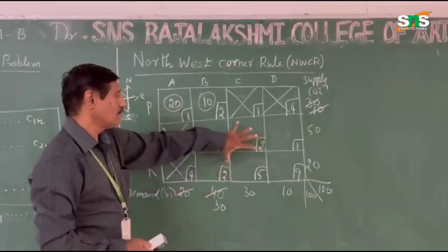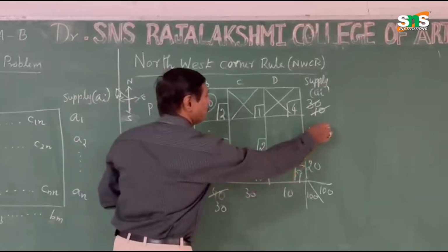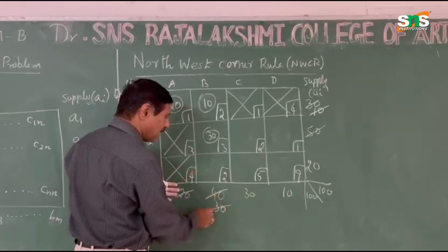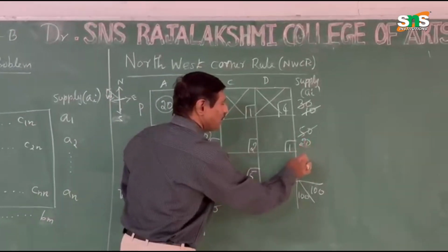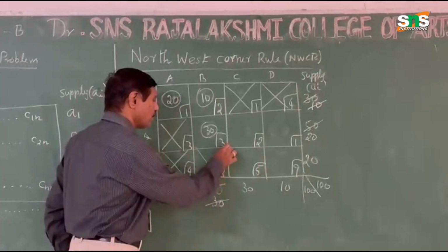The remaining northwest corner cell is this cell. Corresponding supply 50, demand is 30. So from that we take 30 supplies, or 30 product, and transfer here. Then still we have 20 supplies available. In this way there is no demand, so block this.